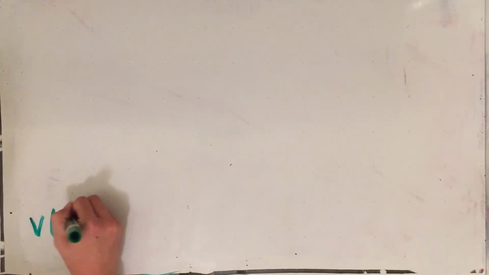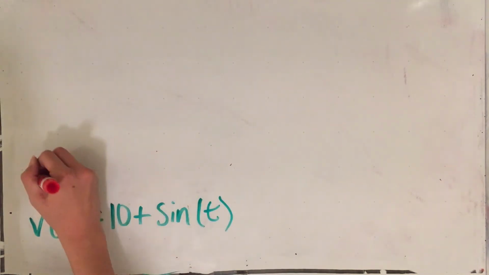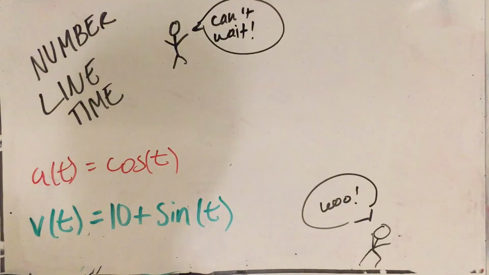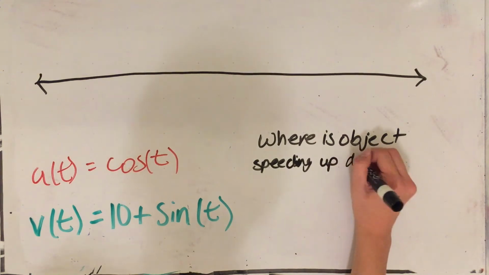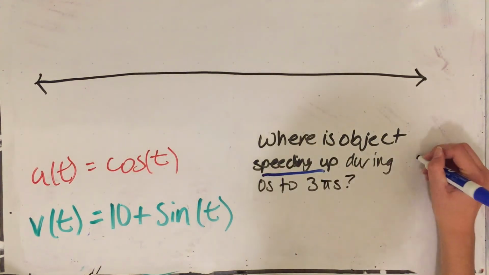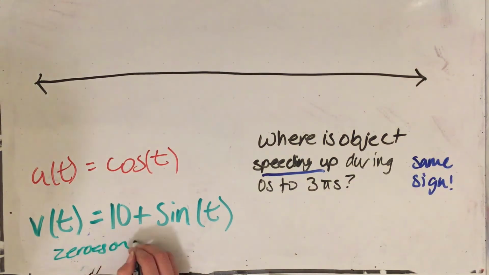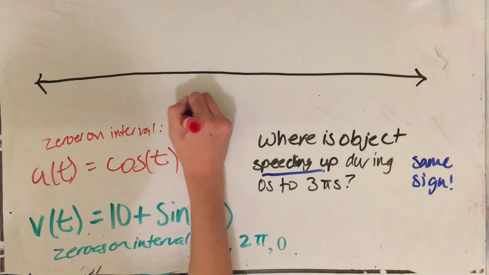Say we have an object with velocity function 10 plus sine t. Its acceleration function would be cosine t. We are asked where the object is speeding up during 0 seconds to 3 pi seconds. This means that we want to know the intervals where velocity and acceleration have the same sign. First, find the zeros of each function on the interval so we know where they switch from positive to negative values.